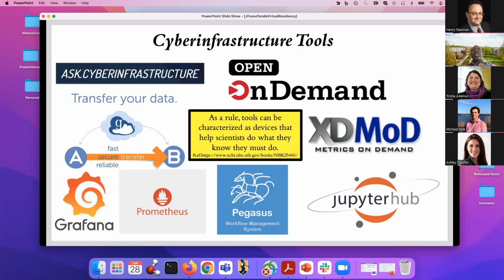So XDMoD, XD Metrics on Demand, as well. Most HPC systems have this. You use that to collect metrics on how your system is being used. Grafana and Prometheus are very popular these days for collecting usage data. We have Pegasus as well, which is a workflow management system. And of course, we have JupyterHub, which is very common, especially for data scientists and for facilitating workshops.